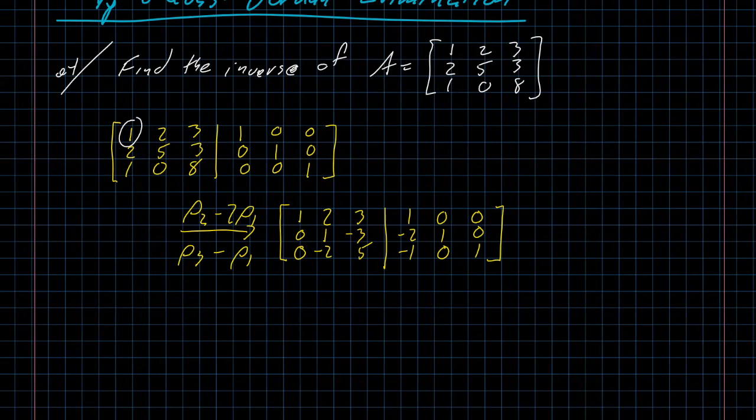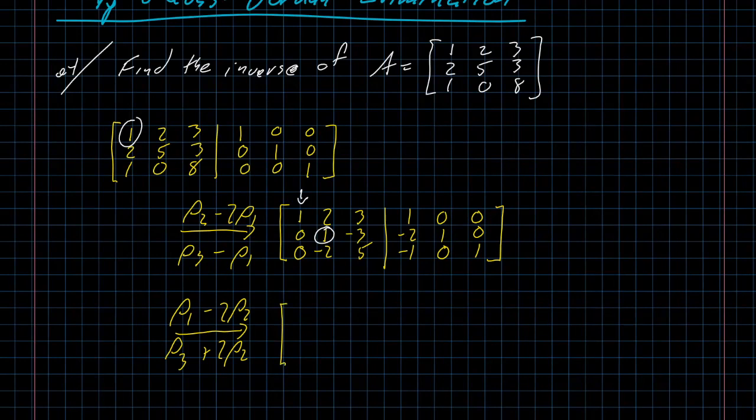So I've got the entire first column looking great. A 1 in the first row, zeros everywhere else. In the second row, in the second column, I have a 1, which is just what I wanted. I want to use that 1 to get zeros everywhere else in the second column. So, row 1 minus 2 row 2 looks like it'll take care of that. And row 3 plus 2 row 2 will take care of down below.